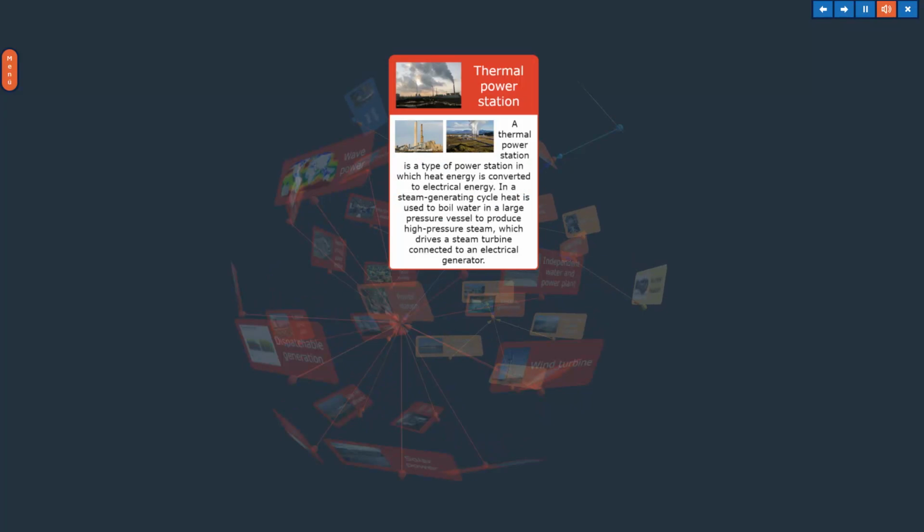Thermal power station. A thermal power station is a type of power station in which heat energy is converted to electrical energy. In a steam generating cycle, heat is used to boil water in a large pressure vessel to produce high pressure steam, which drives a steam turbine connected to an electrical generator.